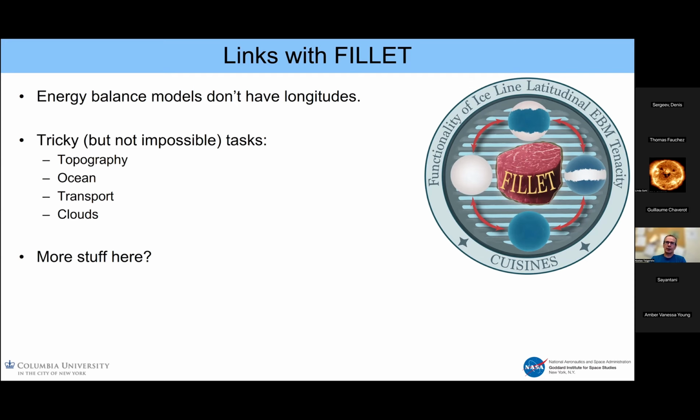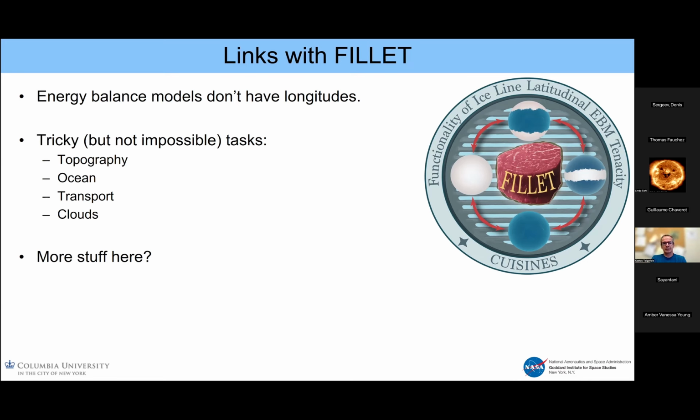Energy balance models also have difficulties in saying what the topography of Earth actually is. By not having longitudes, if you have Africa and South America, they cannot tell whether there is an ocean in between. So you really generalize what the topography looks like, and that includes the height of the mountains, which also play a major role in the climate system. Same thing about the ocean, and transport is parameterized in the absence of longitudes.